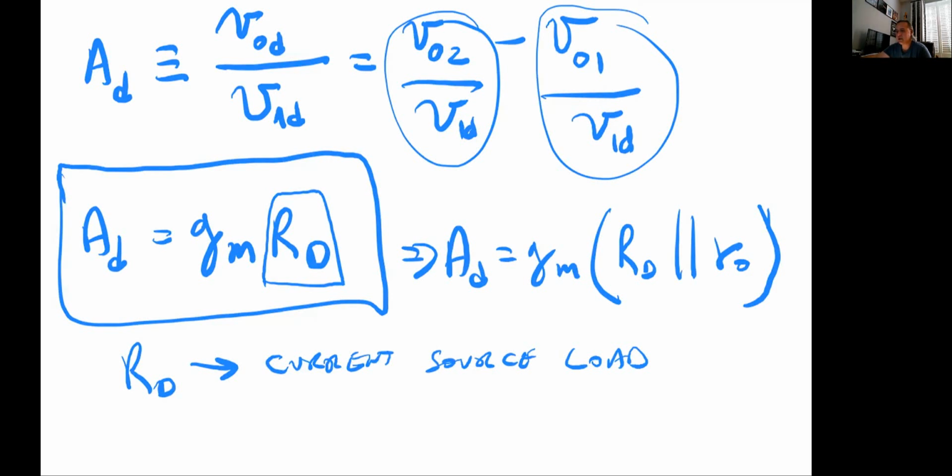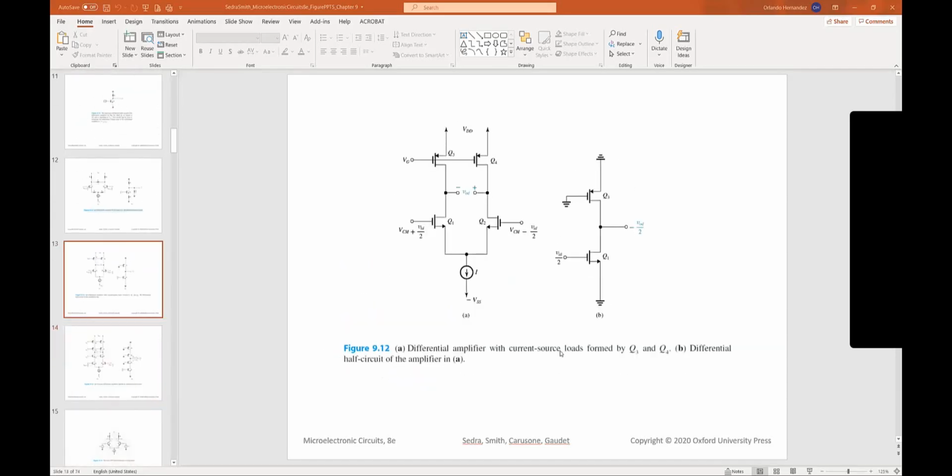Let's look at figure 9.12. Okay, and here you can see dynamic... We also call this dynamic loads or current source loads that are biased from current mirrors.